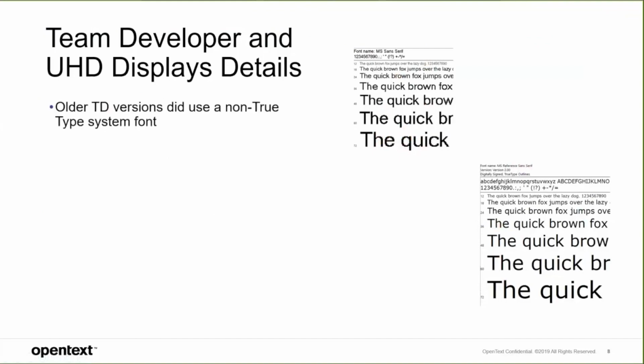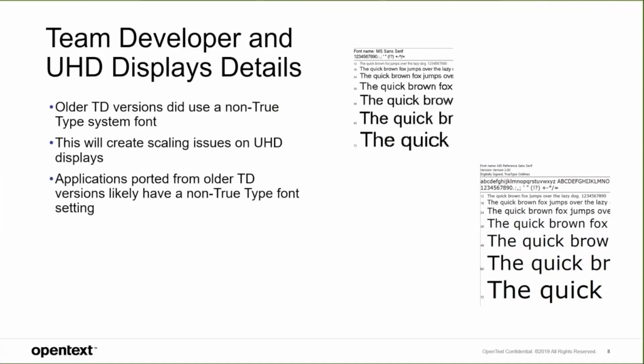Older Team Developer versions did not use a true type system font, and this will create scaling issues on UHD displays. If you ported your applications from older versions, you likely have a non-true type font setting, because Team Developer used to have a non-true type font as the default font. Change your applications to use true type fonts, and then the size scaling with the Windows scaling should work seamlessly.